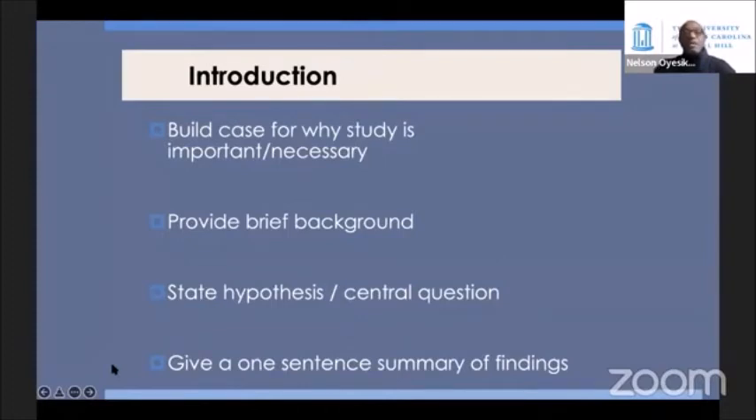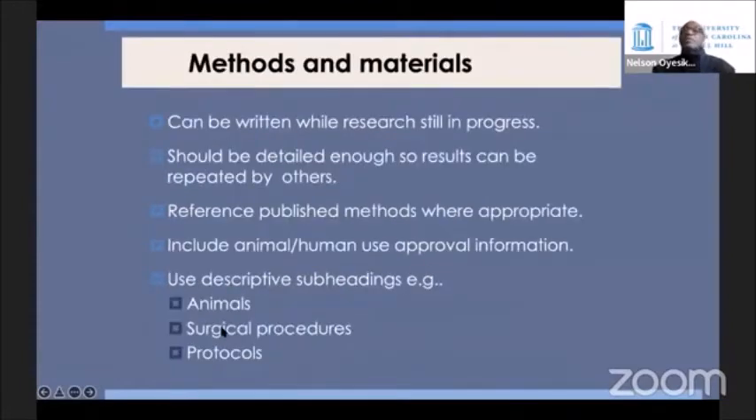And then finally, a one-sentence summary of the findings at the bottom of the abstract. And then you've got a really good product to send. All right, methods and materials.